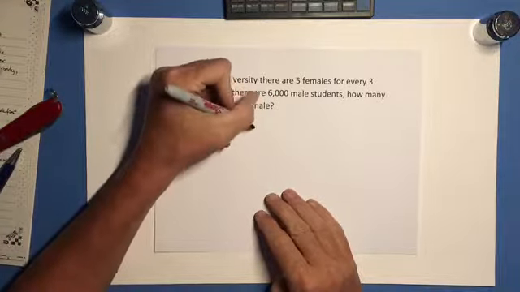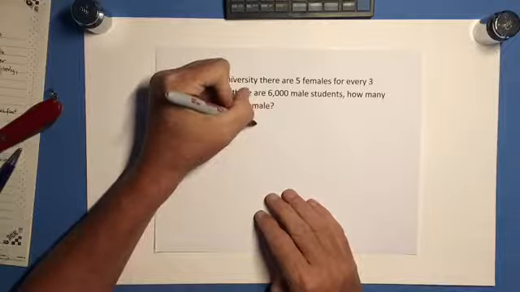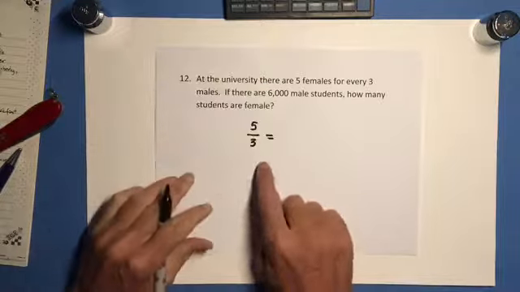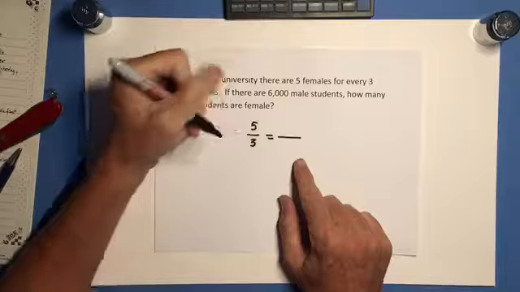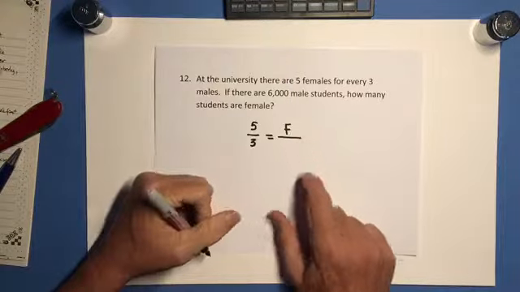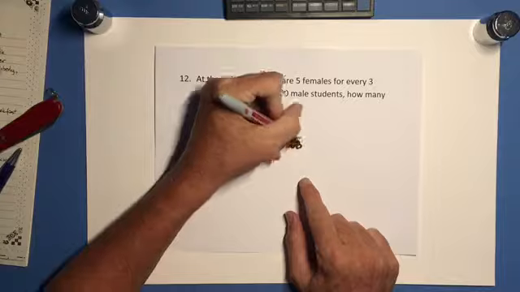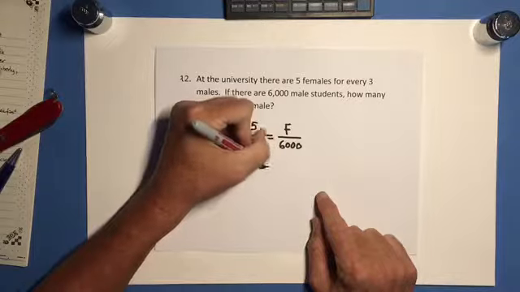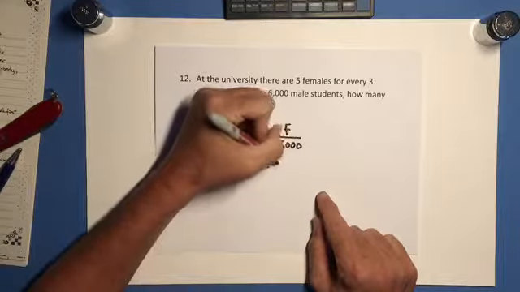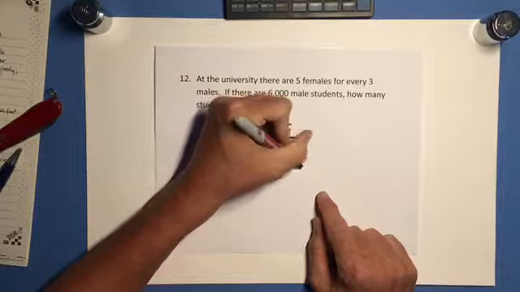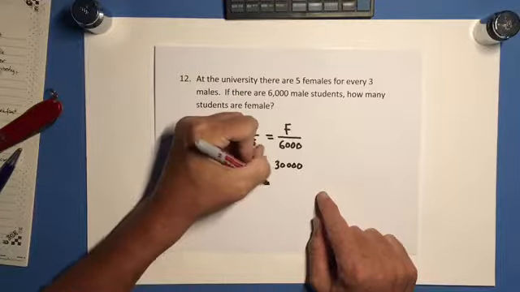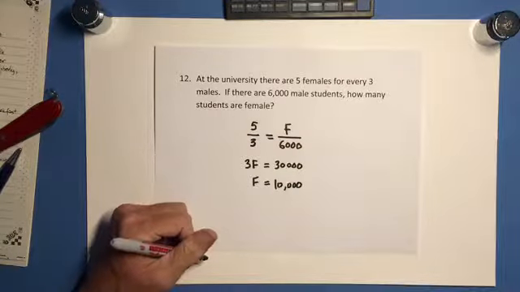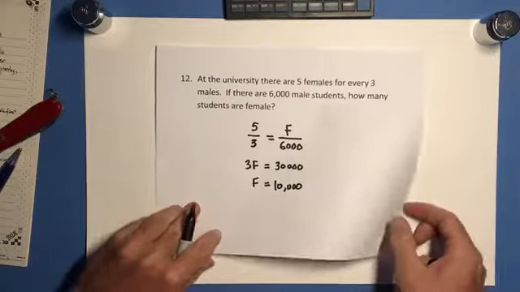This is going to be just a straightforward ratio. So if I put, for instance, females over males, I know that there are 5 females for every 3 males. Well, the ratio is going to hold. So if I'm at F, the number of female students, I know that there are 6,000 male students. So now I just solve this. That means 3 times F, cross multiply, 5 times 6,000, that's 30,000. So that means divide both sides by 3, F equals 10,000. There are 10,000 females. There you go. Okie dokie.